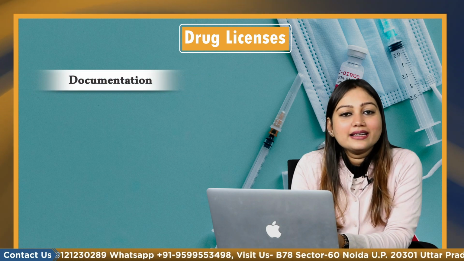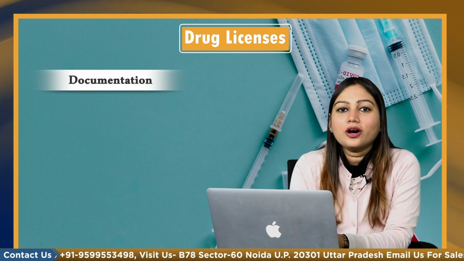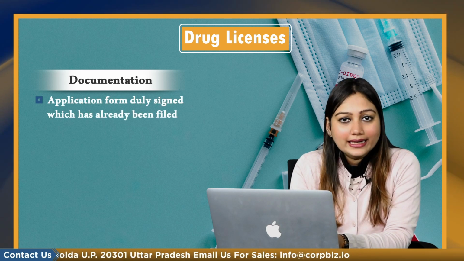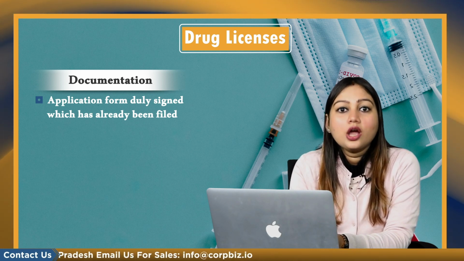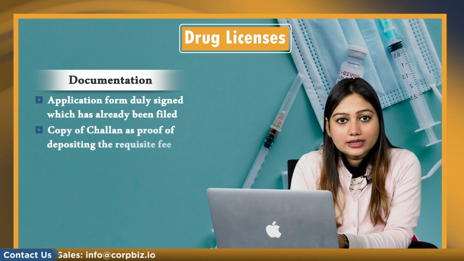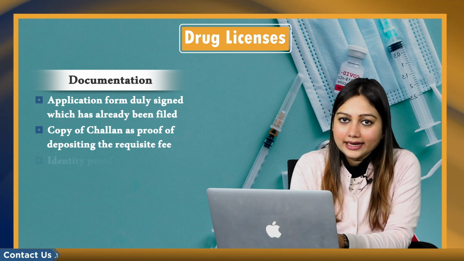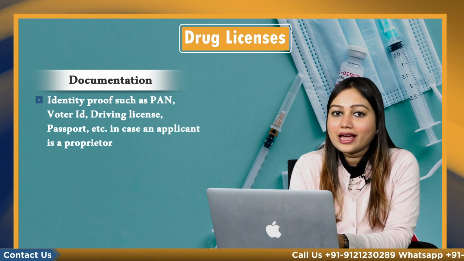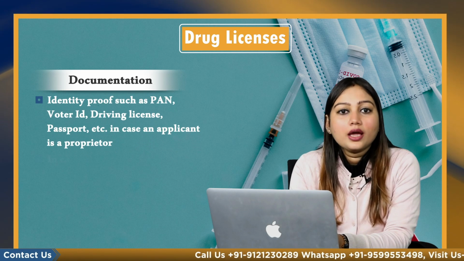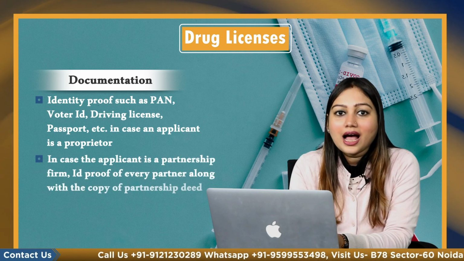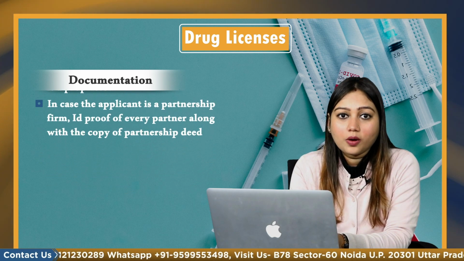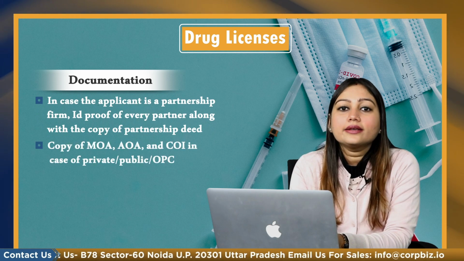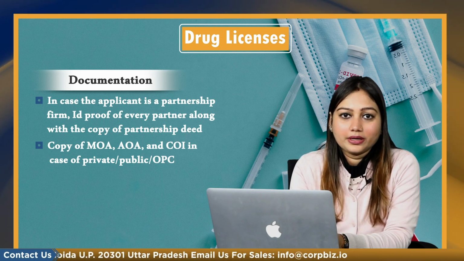Documentation. Following is the list of documents required for applying for a drug license in India. The application form is the first point, which shall be duly signed and already filled. Copy of the challan as proof of depositing the requisite fee. Then comes the identity proof such as PAN card, voter card, driving license, passport, etc., in case the applicant is a proprietor. In case the applicant is a partnership firm, ID proof of every partner along with a copy of the partnership deed. Copy of MOA, AOA and COI in case of a private, public or OPC company.